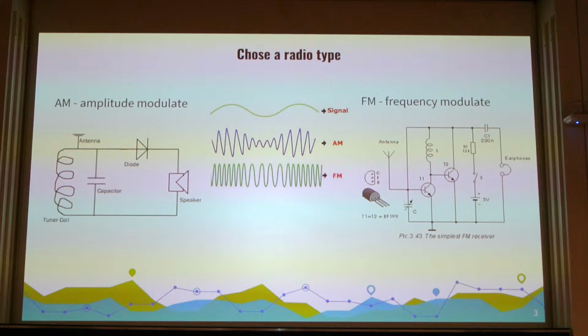So first of all, we were choosing the type of radio we want. The left circuit doesn't work. It doesn't demodulate the signal, and you couldn't hear what you want. The right one is FM radio, and it's very complicated. I'm too stupid to understand it, so I chose AM radio.